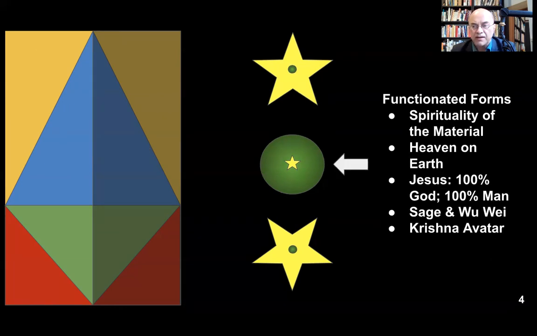Another critical point I made was about functionated forms. The idea that Jesus is 100% God and 100% man. The spirituality of the material. The heaven on earth. Krishna incarnated on earth as an avatar. So this combination of the spiritual and material continues to be the theme here. So it is a combination of the yellow and green. But that combination happens through these other things.